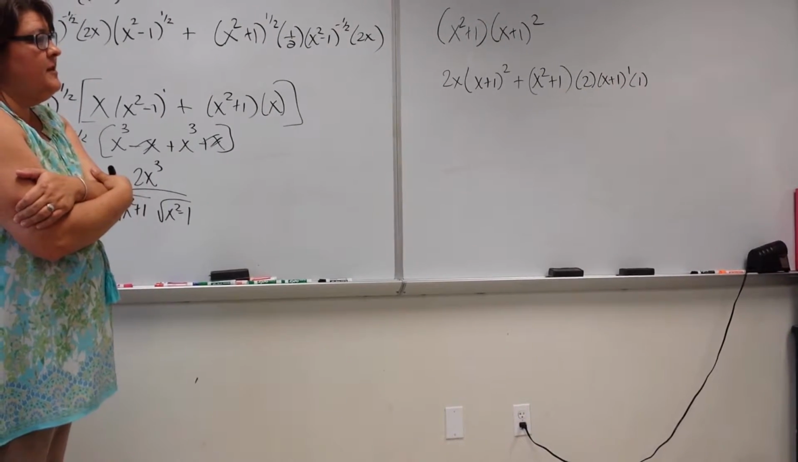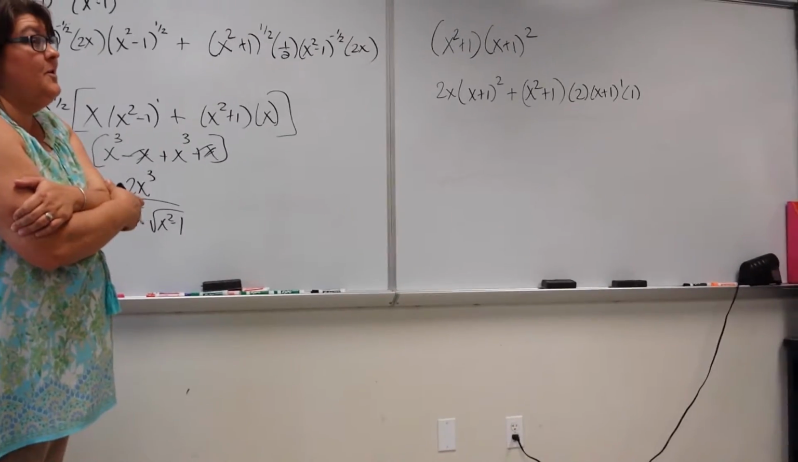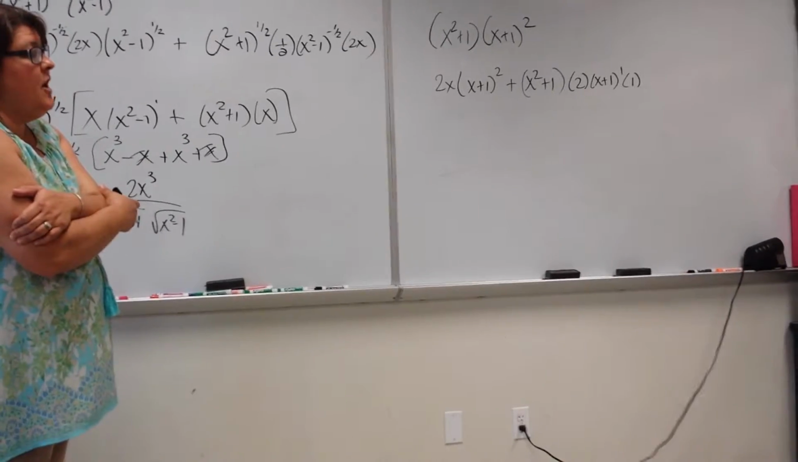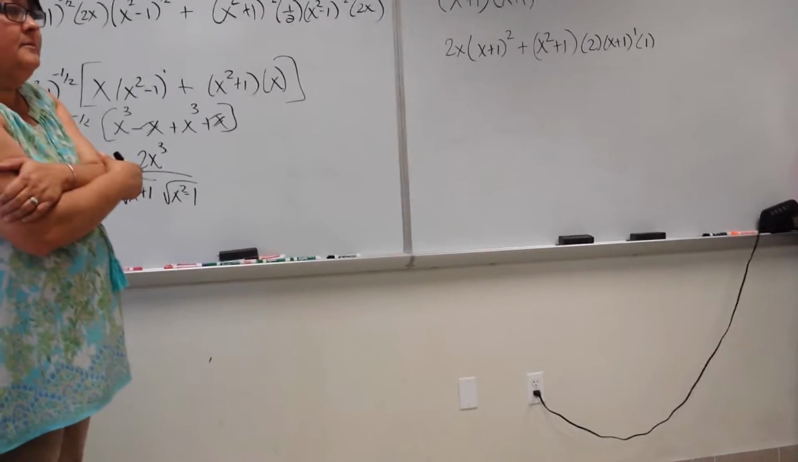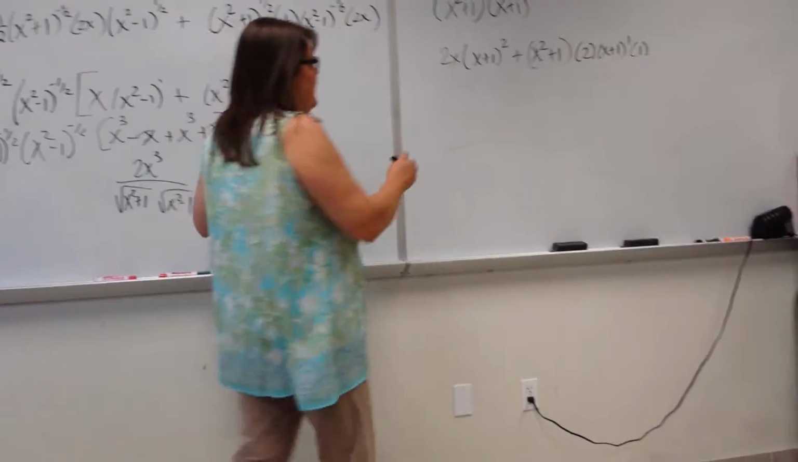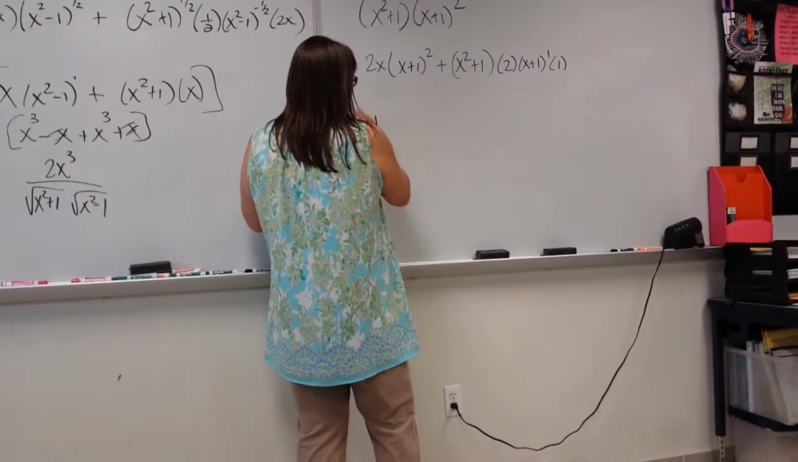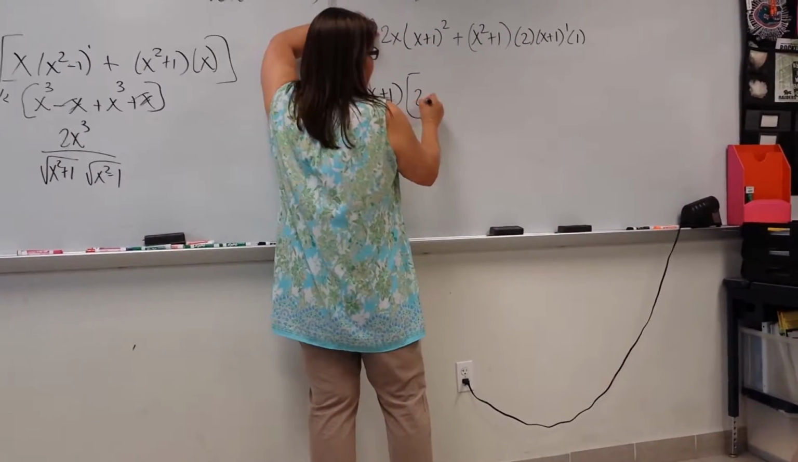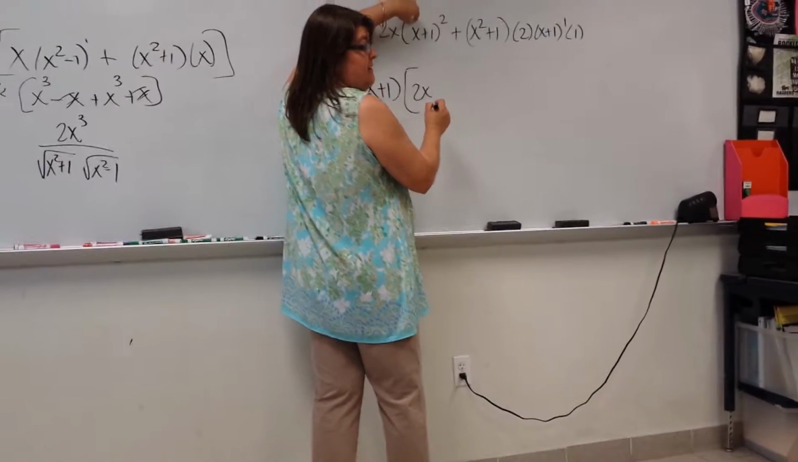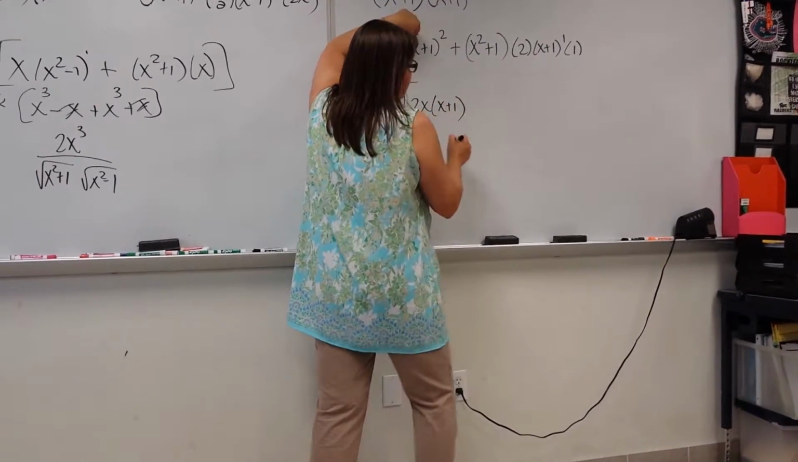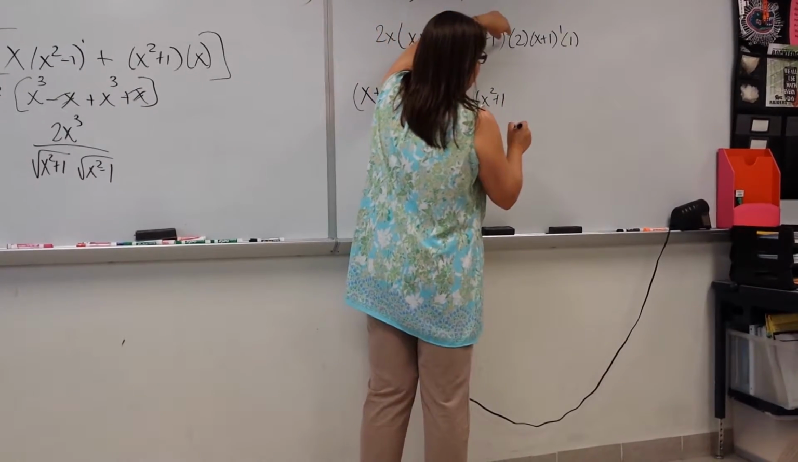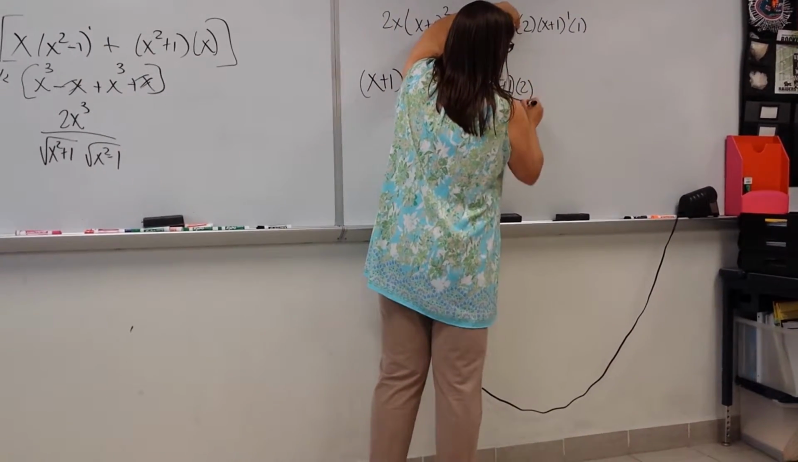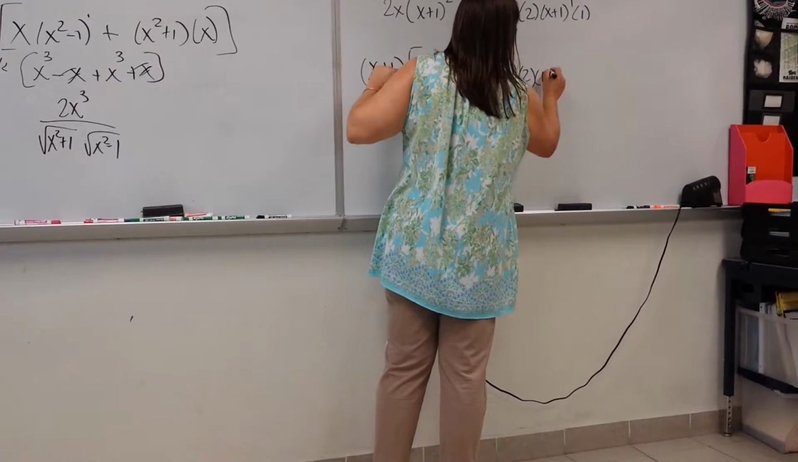If you want the challenge of cleaning it up, I could show you. Which one do they have in common? x plus 1. And what's the smallest power? x plus 1 to the first. Okay, so if I factored out x plus 1 to the first, I'd be left with a 2x times x plus 1, plus x squared plus 1 times 2, and that one goes away, times 1.